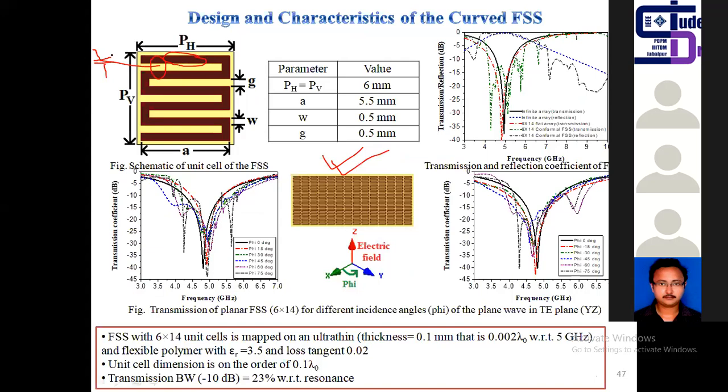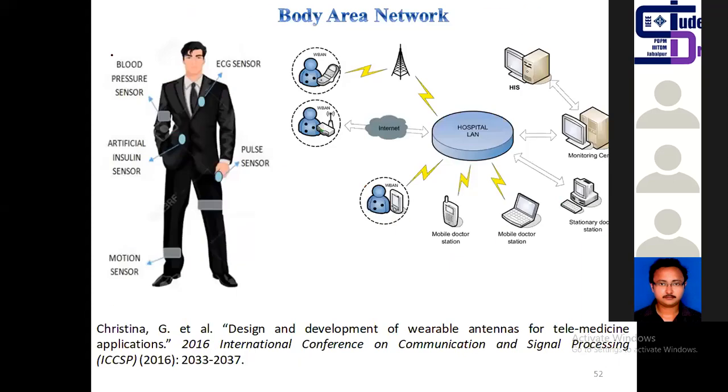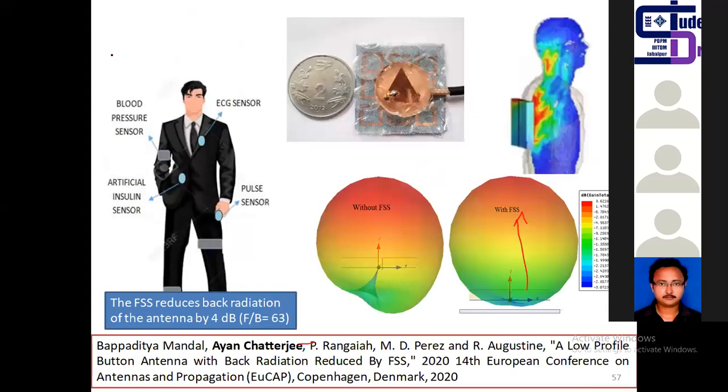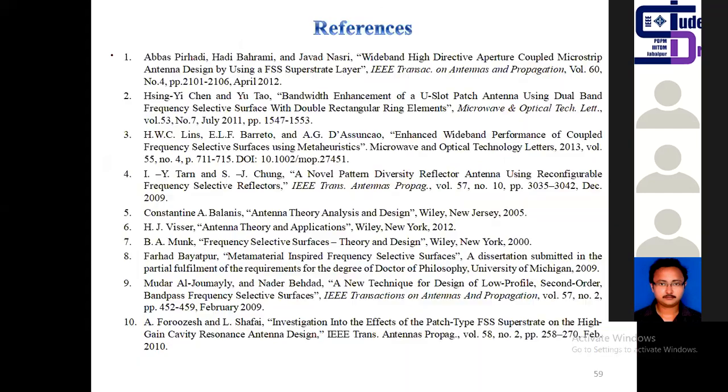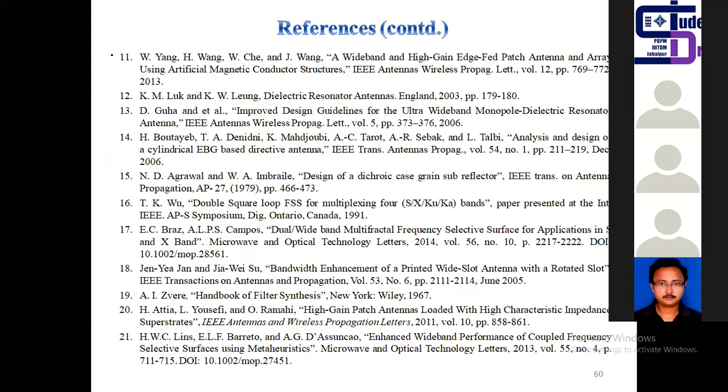Sir, any reference book to follow? Because I am pursuing my PhD on this. So any reference book to follow for equations? Okay. Let me check. Sir, the Marcuvitz waveguide equations, which we follow for square loop. No, actually there is a book, not exactly on FSS, but you can follow that. This one you can follow, this 19. Okay, sir. Thank you, sir.